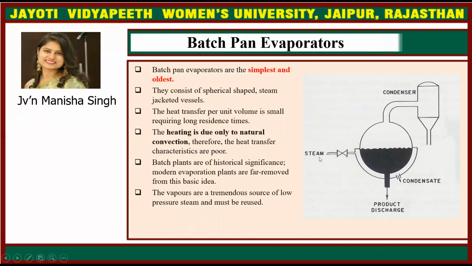This is the steam jacketed kettle. Here is a condenser which condenses the vapors and removes the water from the food product. From there the product is discharged, and from here the condensate of the steam is discharged. This is simply an open pan, which we use in our kitchen.